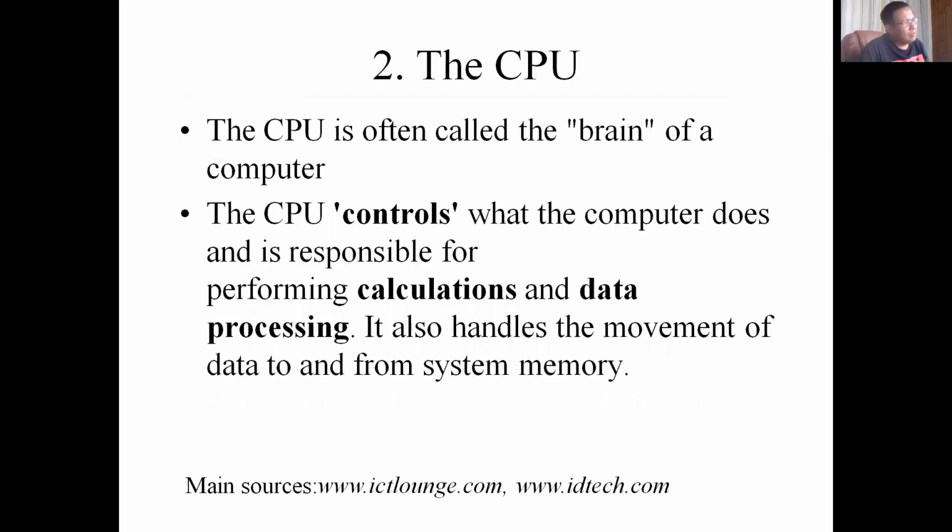The CPU is often called the brain of a computer. The CPU controls what the computer does. What it actually does is receive the instruction that is fetched from memory and decode it. It's actually a decoder. The control unit will decode it and convert it into signals, whether to calculate or process data, like load or store. It handles movement of data from and into system memory.